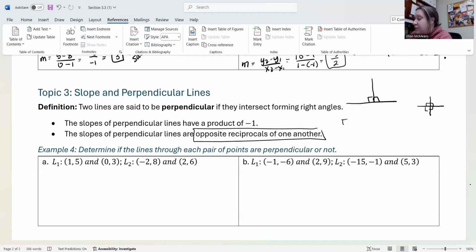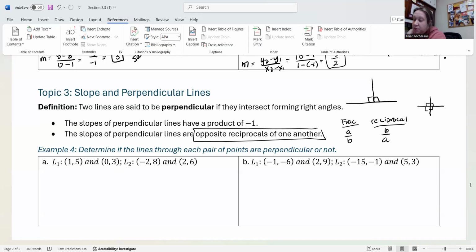Now remember, if I have a fraction, let's say it is a over b, the reciprocal of that fraction is b over a. Okay, so a over b, the reciprocal of that would be b over a. But in this case, we want opposite reciprocals. So one of the two reciprocals would have to be negative, one would have to be positive. Okay, so let's go ahead and do the same thing here.